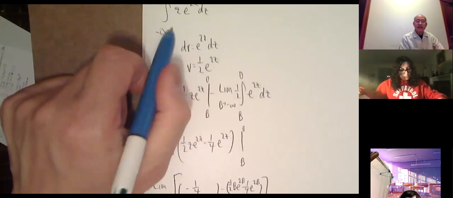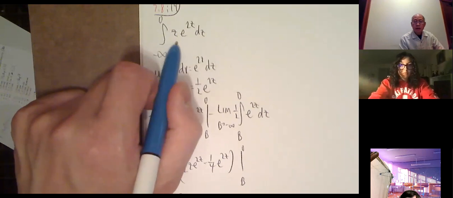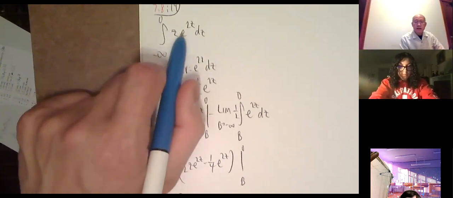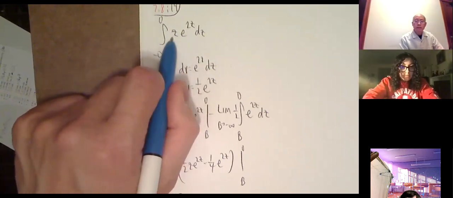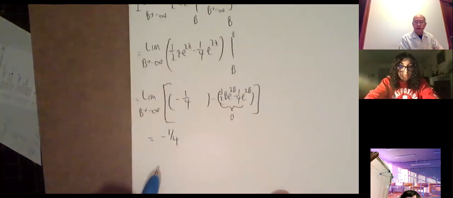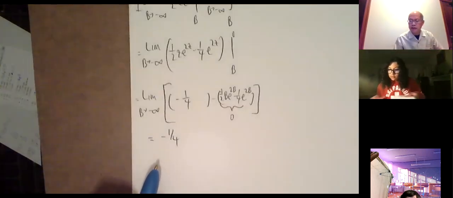And just checking that is correct, because if z is negative, this is positive, that's negative. So it will be below the x-axis. So negative 1/4 does seem like a reasonable answer in this particular case.